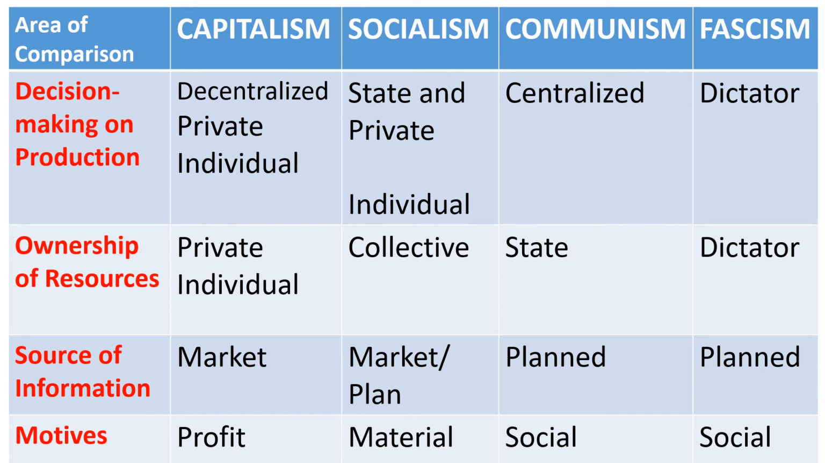And who can own resources? In capitalism, private individuals can own resources. For socialism, it is collective, meaning both the state and private individuals. For communism, it is solely owned by the state. And for fascism, resources are owned by the dictator. Now, source of information. For capitalism, we have the market. For socialism, we have the market and the plan. For communism, it is planned by the state. And fascism is also planned, but by the dictator.